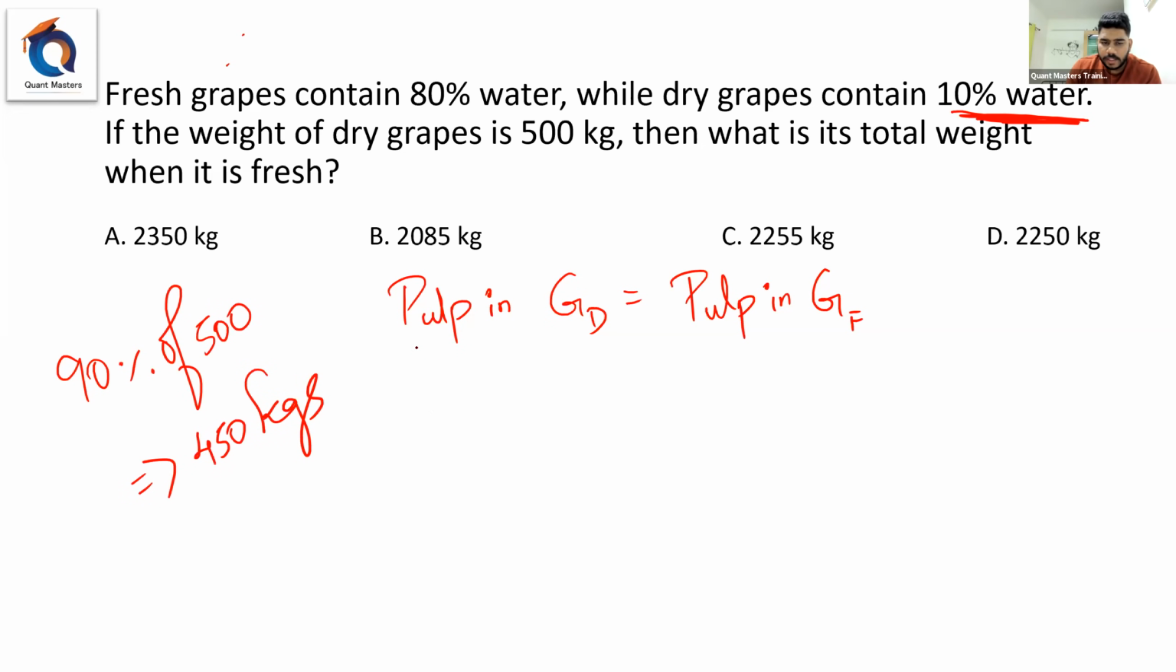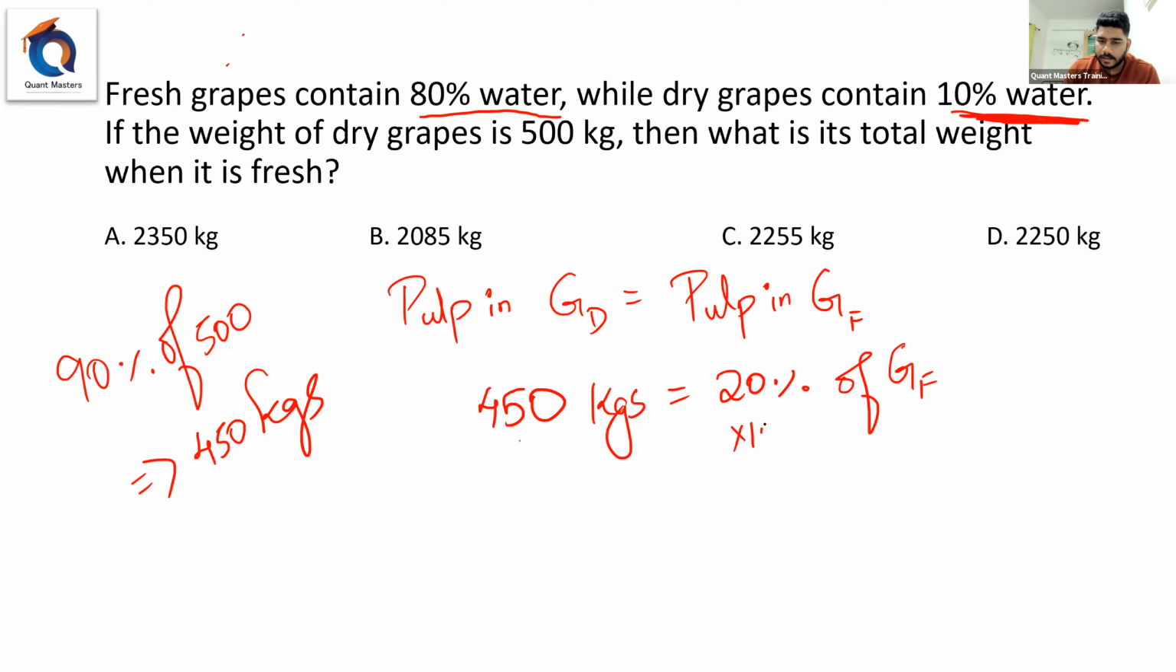So the total weight of pulp in dry grape is nothing but 450 kg. And this 450 kg is nothing but what, sir? Pulp content in fresh grape. Now in fresh grape, if there is 80% water, can I say the remaining 20% of the weight is pulp? So 20% of fresh grape. Sir, if 20% is 450, I need the total weight, which means 100%. 20 times 5 is 100, so multiply by 5 on both sides.